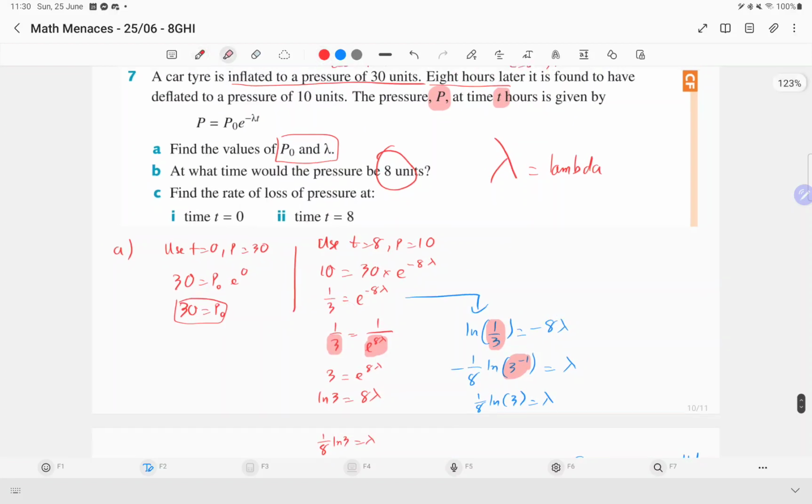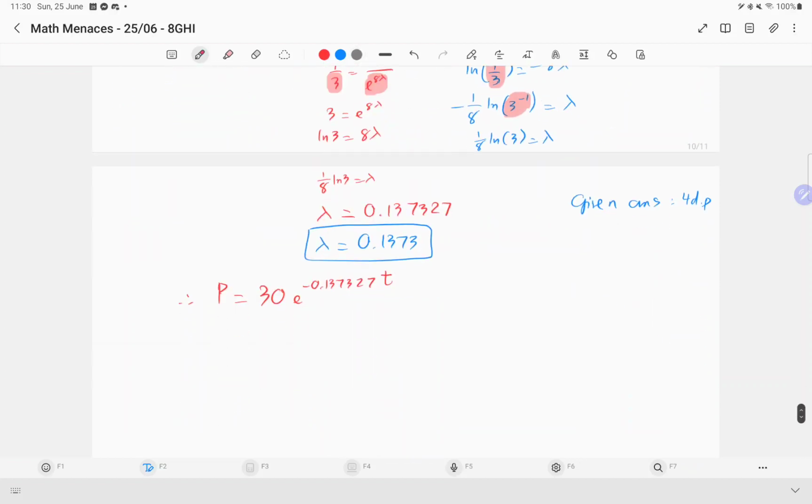Find the rate of loss of pressure. What are we doing here? Question C. The rate, we derive it. Yeah, you derive and then substitute in t equals 0 and t equals 8. So t equals 0 into p dash. How do you derive p dash? So B is easy. Question C.